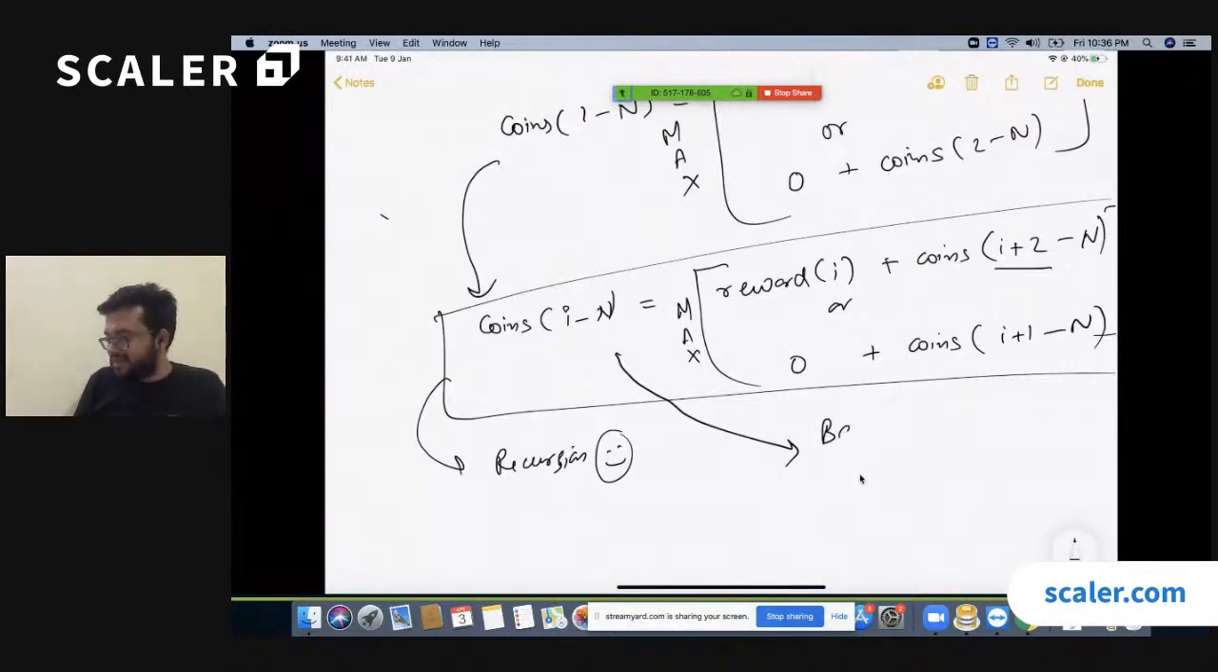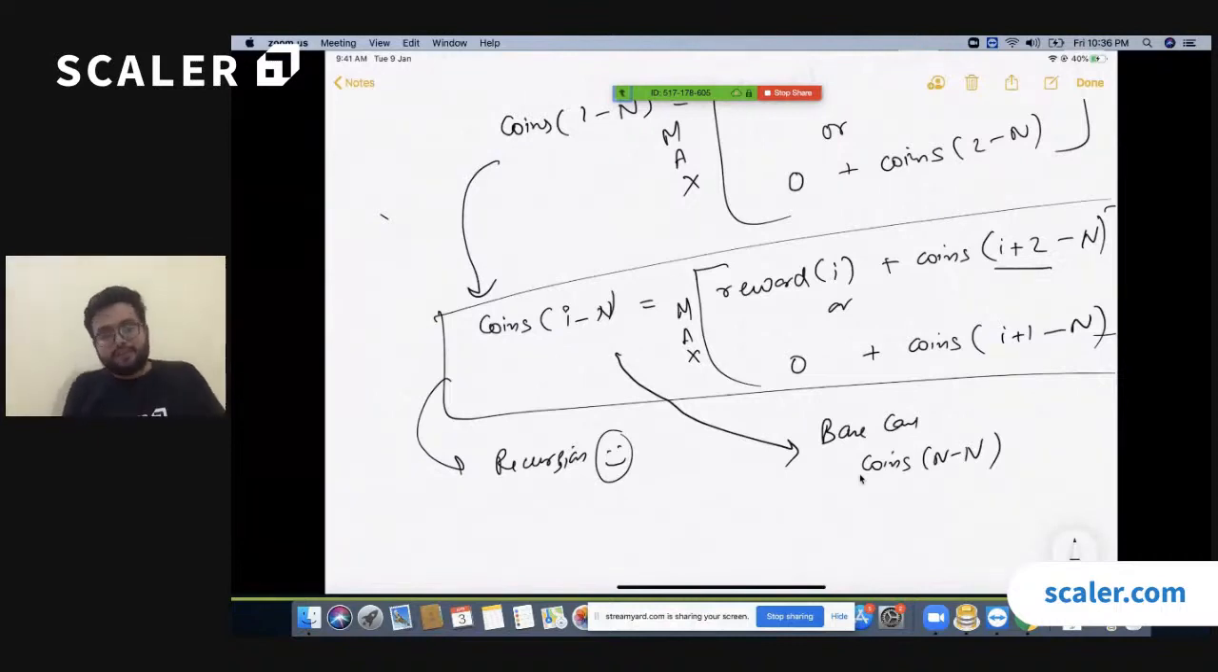So what should be the base case? One base case would be coins n to n. What does that mean? That is a sub-problem which says that there is only one house to be looted, nothing else is there. What would be the best answer that you can get? My submission would be, if there is only one house, what should you do? You should loot that house, right? Because there is nothing better that you can do.